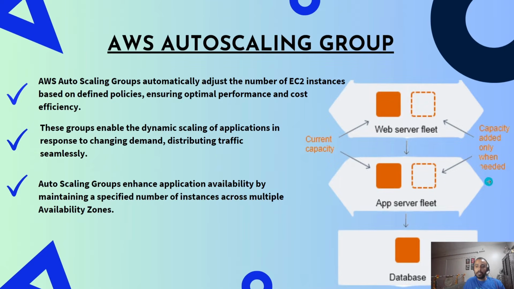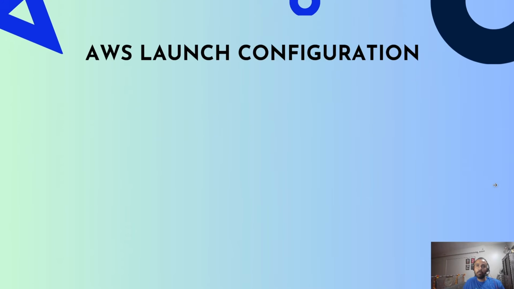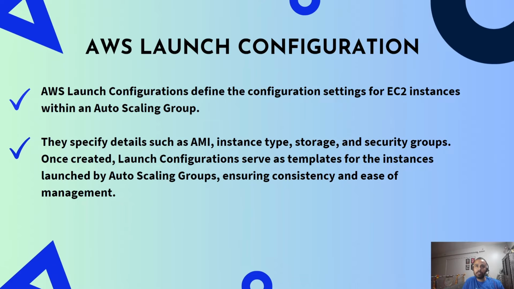Now let's go ahead and see our next concept, what exactly it is. It is AWS launch configuration. So launch configuration is nothing but, whenever you are deploying your auto scaling group, a quick configuration that you have already set up, and by using this quick configuration you can immediately deploy your auto scaling groups.